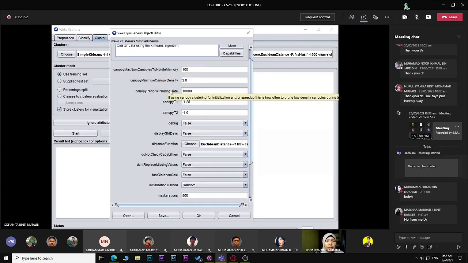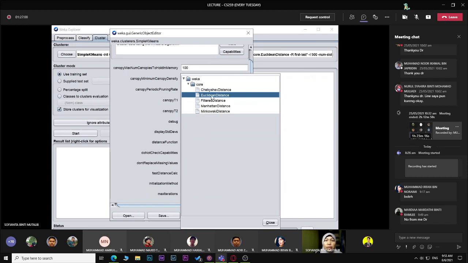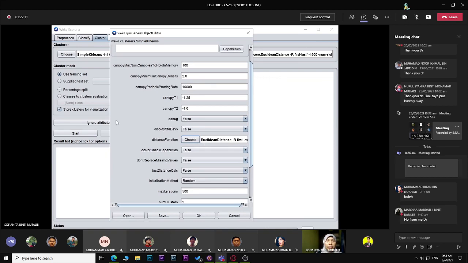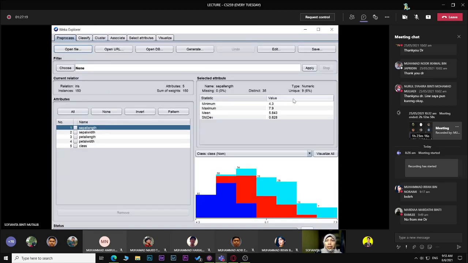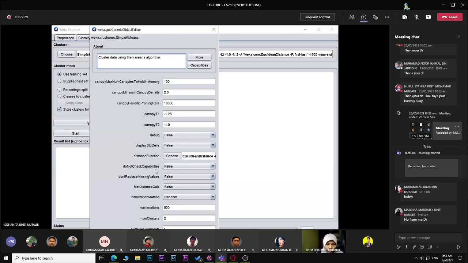Okay, so here the most important thing in a clustering algorithm is to choose the distance here. Whether you are using Euclidean distance, filtered distance, Minkowski or Manhattan and so forth. So imagine that we are using Euclidean distance. And remember in clustering, if you want to use k-means, the data must be numeric. Kalau tak nanti dia akan tukar kepada mode. Indirectly it will change into mode.